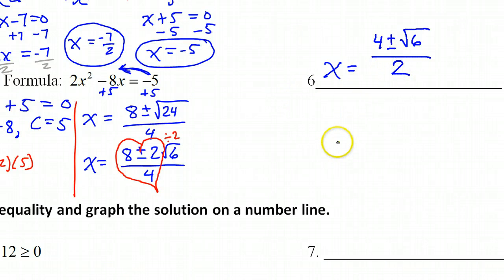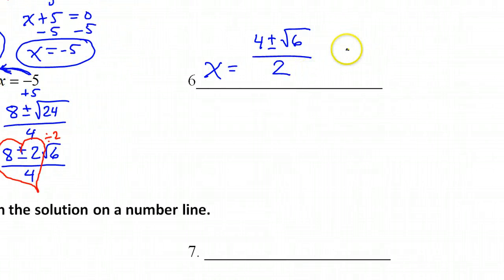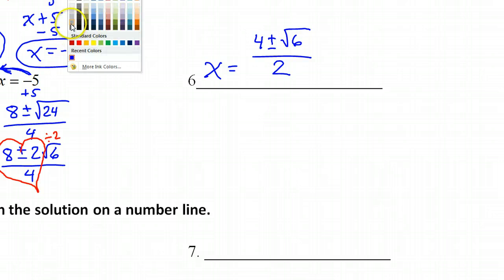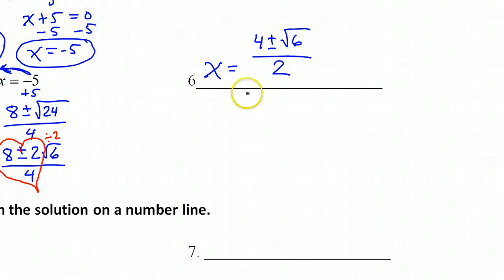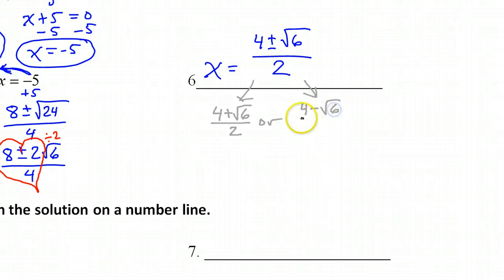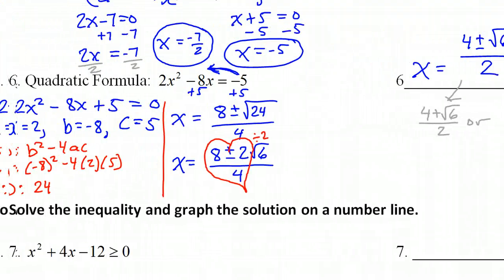So there you go. That's your final answer. Okay, please understand this is really 2 solutions. This is really, I think I'll do this in gray. This really means 4 plus radical 6 divided by 2, or 4 minus radical 6 divided by 2. That's what it really means, but you can leave it like the blue.